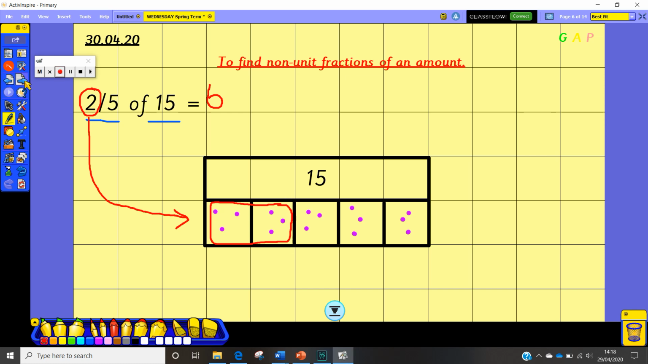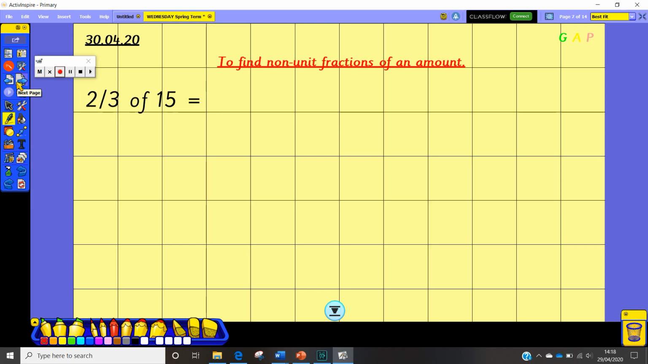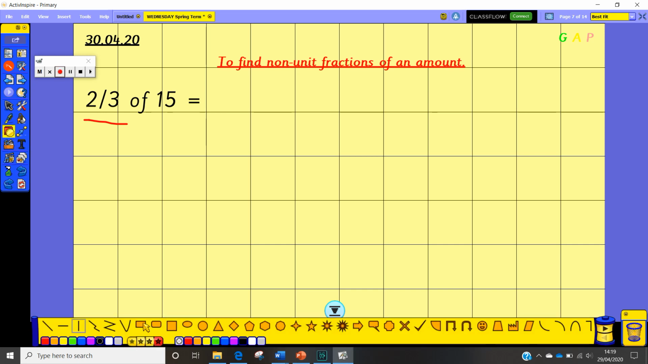We'll have another go. So let's have a look at this one. This time we've got 2/3 of 15. So I've kept the number the same, but we're just changing the fraction that we are looking for. So read the question. It says 2/3 of 15. My first job is to draw my bar.